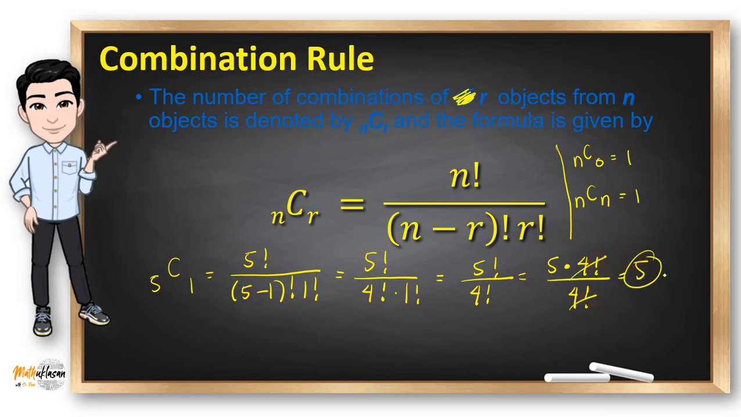So notice that 5 is just the number n. Now, we can extend this formula: when you are finding the combinations of n objects taken one at a time, the answer is always the number of objects or elements, which is equal to n. So if we have 7C1, the answer is always 7.